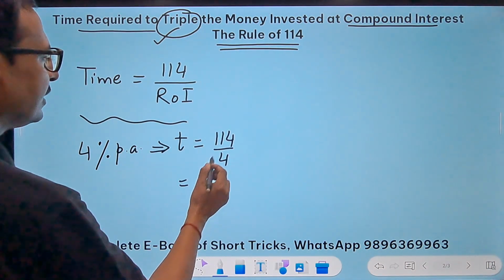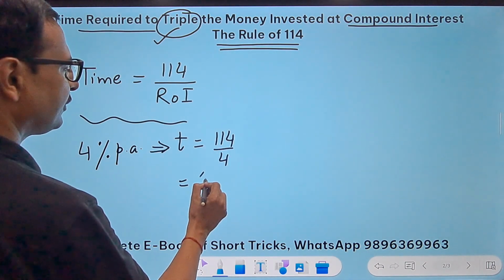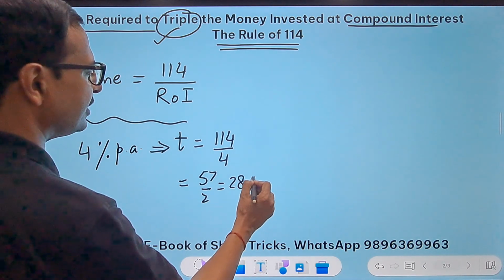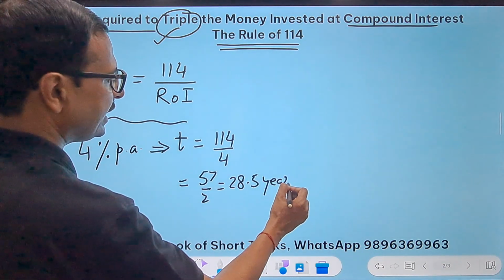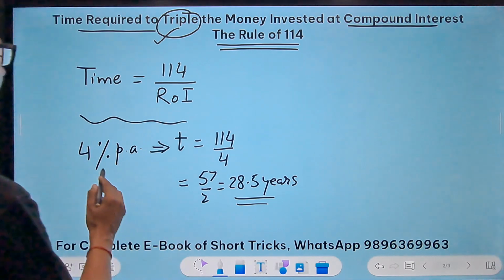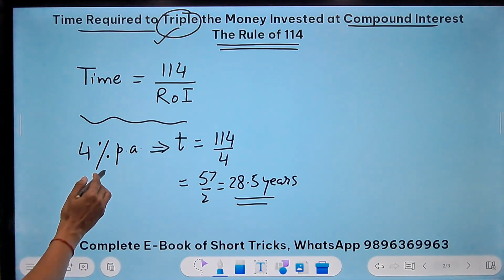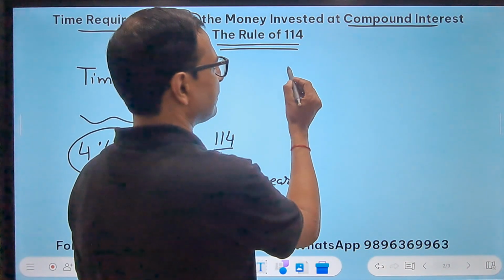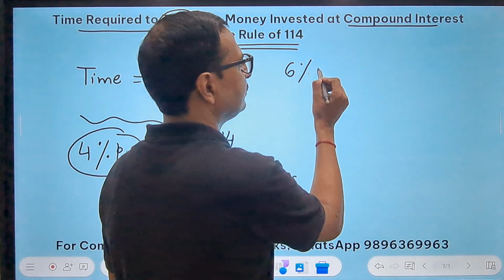4, and how much is that? That is 57 by 2, right? And that is 28.5 years. So in 28.5 years, the money will triple itself at 4% per annum compound interest. Likewise, you can pick up some more examples, say 6% per annum.